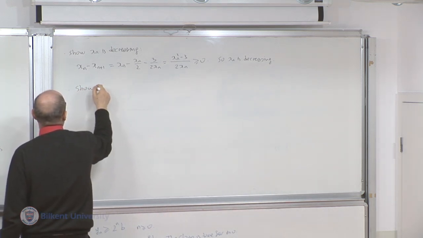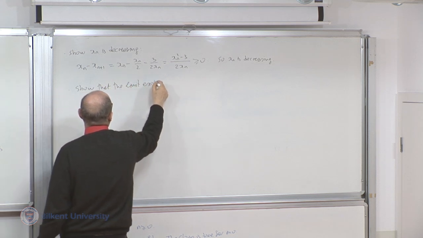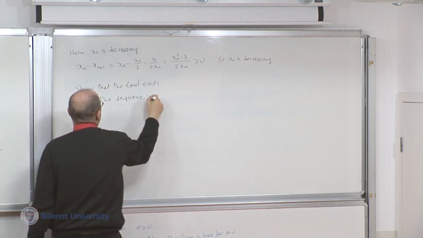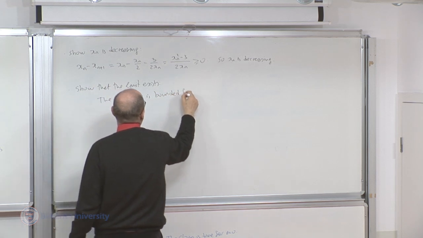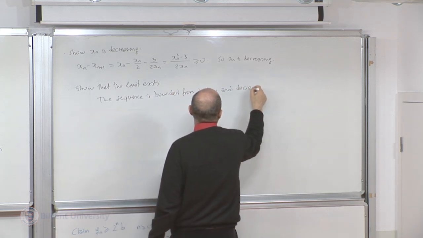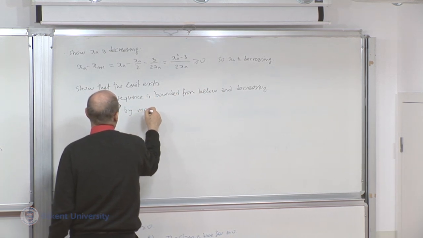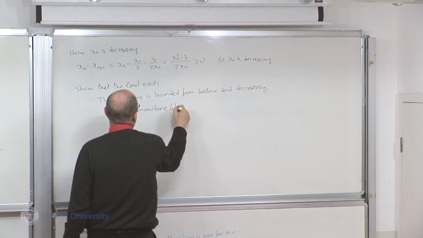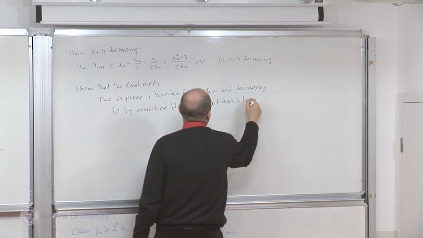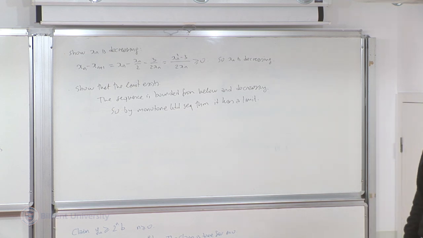Show that the limit exists. Okay, so the sequence is bounded from below and decreasing. So by the monotone bounded sequence theorem, it has a limit. Okay, so this is how you show that the sequence has a limit.